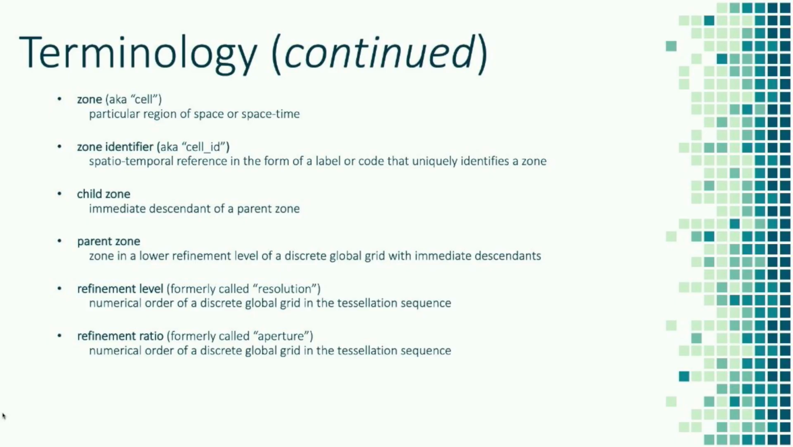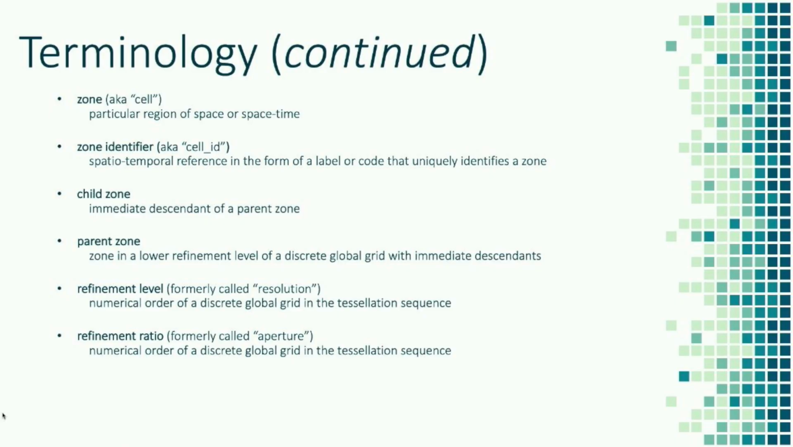Historically, grid from grid cell. A zone identifier or cell ID. When we talk about parent and child zones, we mean the relationship between the different resolution refinement levels. If a child cell, we can say it belongs to a parent at the coarser zone.